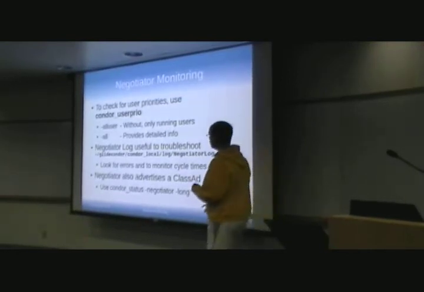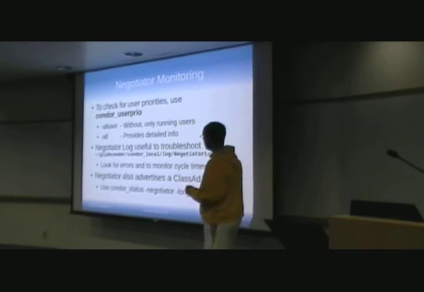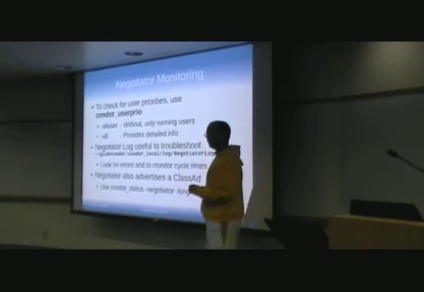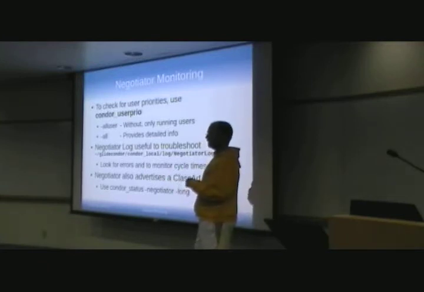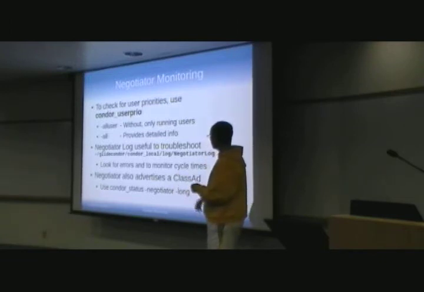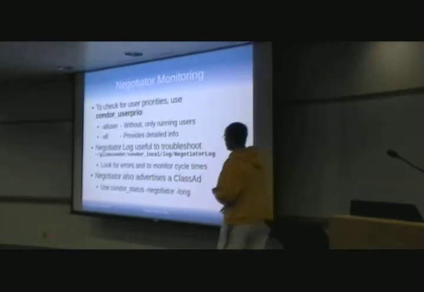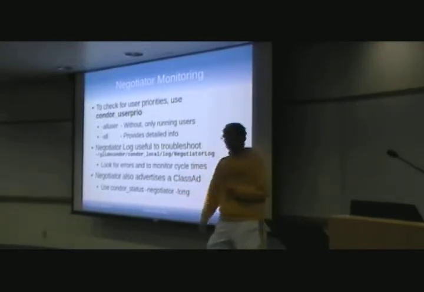For troubleshooting, you look into the negotiator log. Errors are usually pretty obvious. It says error something. And it may be a problem of talking to the schedd, or something is wrong. And you also have the negotiator class ad if you want to look at it.